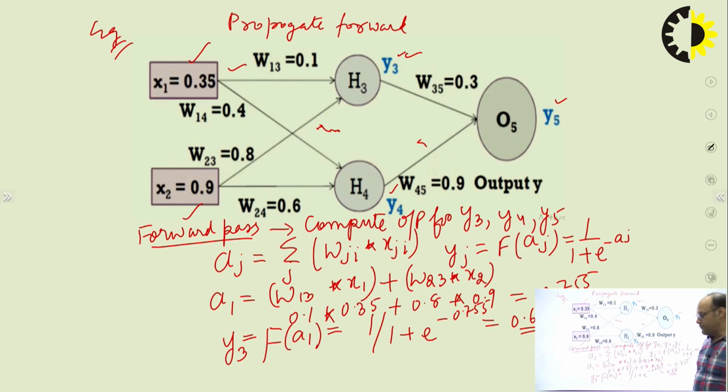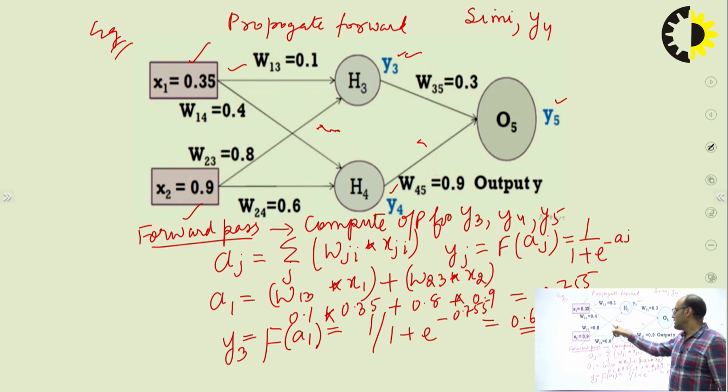Similarly you will do the calculation for y4, ठीक है. Similarly I will write it down here. Similarly for y4. So I have done the calculation already. You will calculate in the same manner. How this y4 will be calculated? This weight W14 will get multiplied with 0.35 plus W24 that is 0.6 multiplied by 0.9. Then we will do the activation function in the same manner, ठीक है, and I will get the value equal to 0.6637. Okay guys.